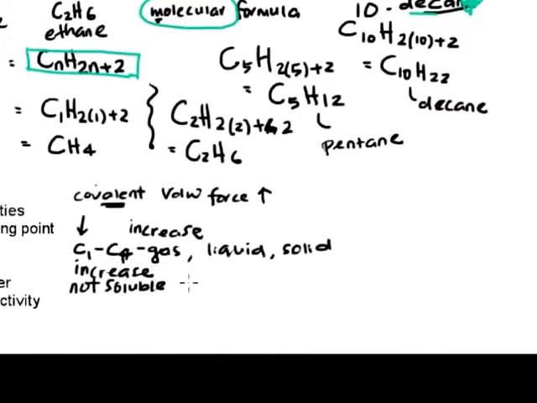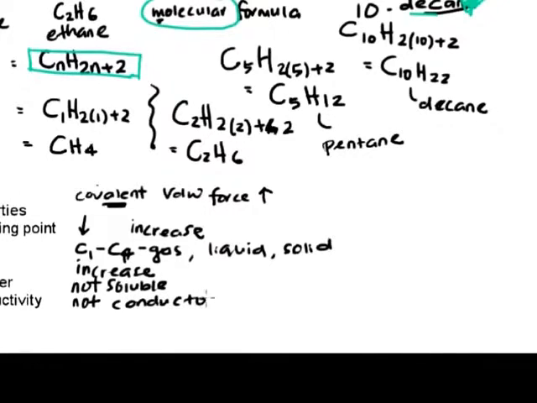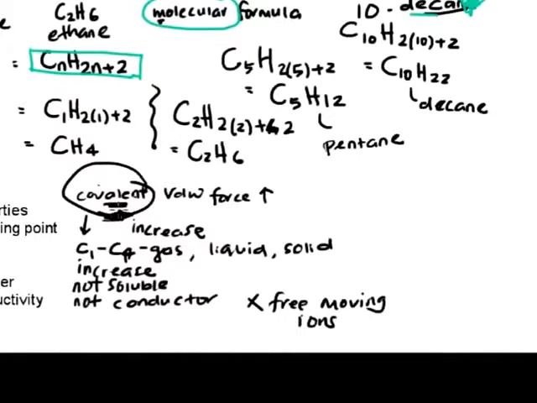And does this family conduct electricity? The answer is no. It's not a conductor because they do not have free moving ions. And why don't they have free moving ions? The reason is because they are covalent compounds. Covalent compounds are neutral, and so they do not have any ions that are able to move in order to conduct electricity.